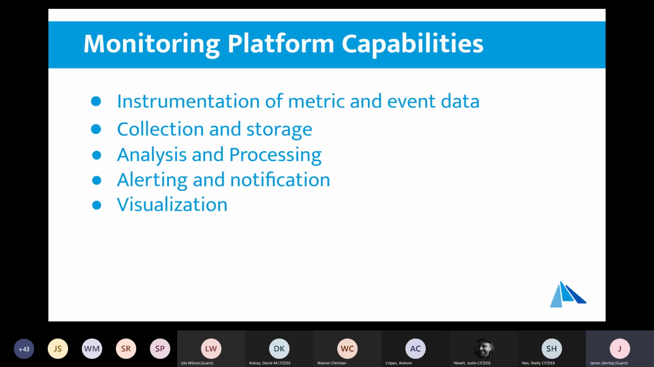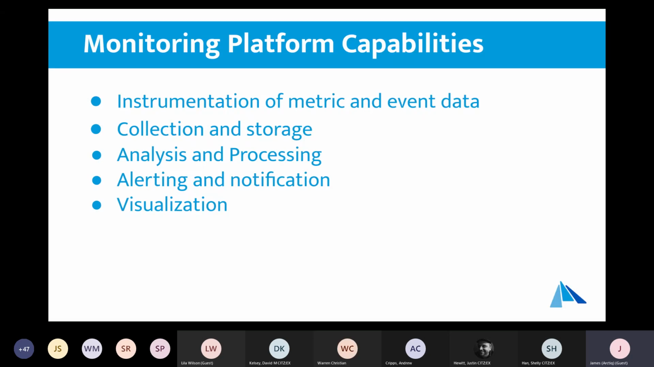So a monitoring platform typically has a number of capabilities. The first step is you have to instrument your metric and event data from the different sources and domains. By sources and domains, I'm talking about applications, hosts, your storage, your network devices. Typically, the way to get data out of all those different things is going to be different. Then you have to collect the data from all these different sources. Usually you pull it or sometimes you push it. You have to store the data somewhere.